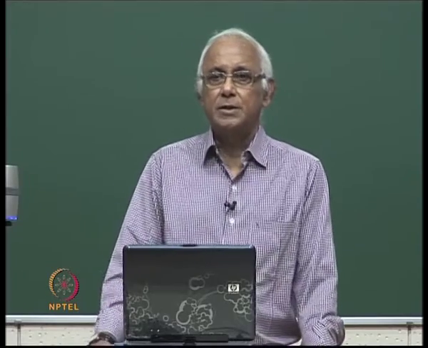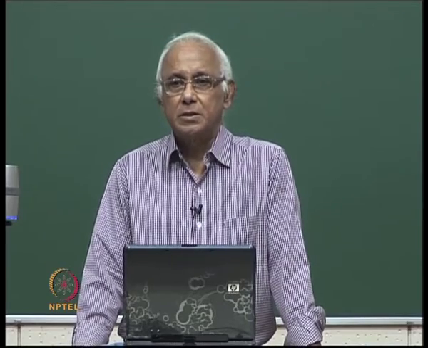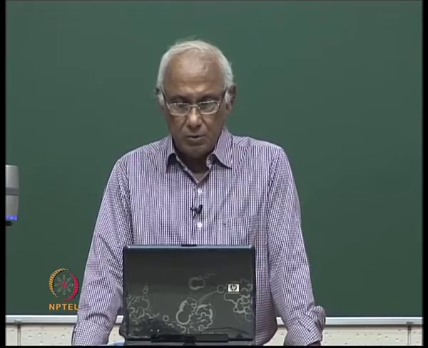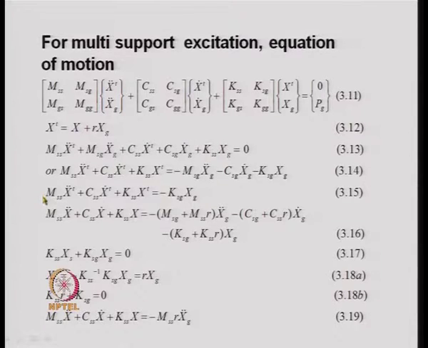In the previous lecture, we were discussing the multi-degree of freedom system with multi-support excitations. We were looking into the equation of motion. The equation of motion can be written in two different forms. One is in terms of the total displacement, that is this equation, in which all the quantities on the left hand side are in terms of the total displacement, total acceleration and total velocity. And on the right hand side we have minus Ksg into xg.